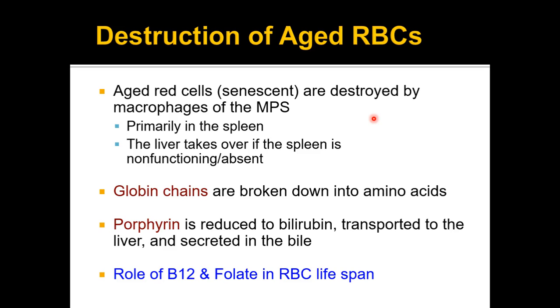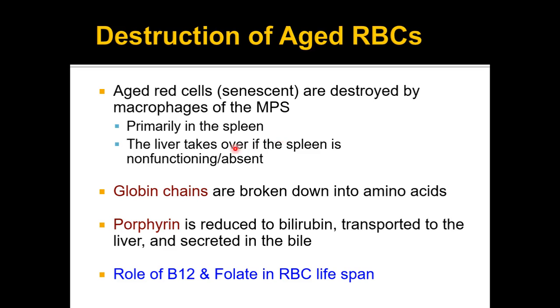So once a red blood cell reaches the end of its lifespan, remember it's about 120 days, then the macrophages of the MPS, mostly in the spleen, will destroy those red blood cells and break them down into their components so that the body can recycle those components.